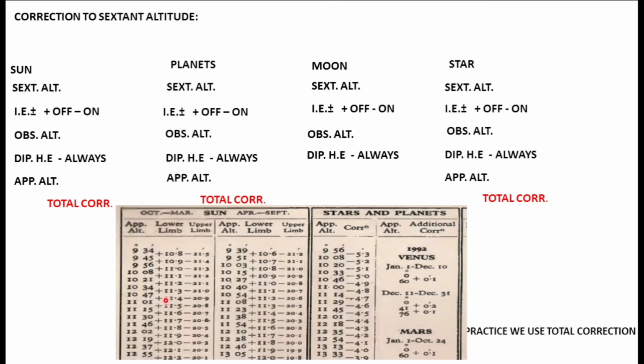If you look into your almanacs, you'll see that there's a page for total corrections here for sun, stars, and planets, with of course additional corrections for the planets Venus and Mars. So these are the corrections you'll be applying instead of the refraction, semi-diameter, and parallax. Life is made easy with the help of total correction. And you apply this according to whatever it is, lower limb, upper limb, for sun and moon. Of course, for stars and planets, there's no limb. So all the corrections are negative here, and you get your true altitude.